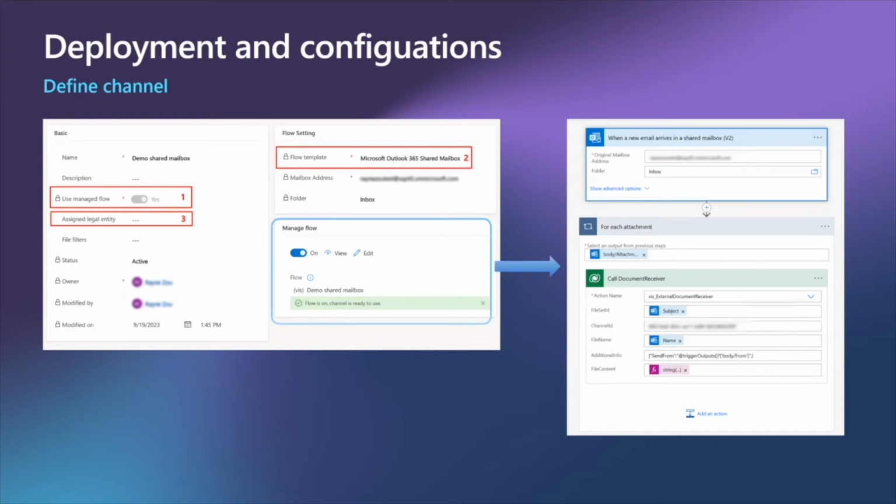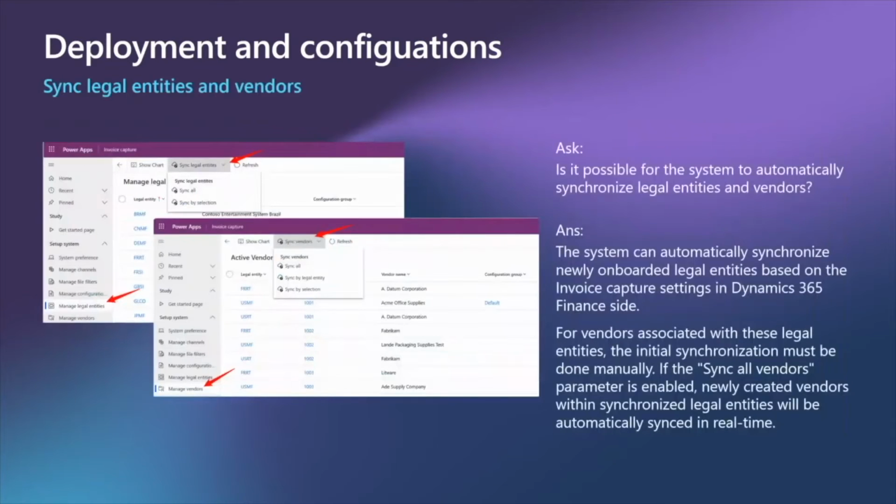And we also have this assign legal entity option. Some businesses have multiple legal entities, with different receipt emails for different legal entities. In this case, they can create a different channel and assign the corresponding legal entity on each channel, and then the legal entity will be automatically derived during the invoice processing in the invoice capture side. And previously, I mentioned that in F&O you needed to onboard the legal entity, and you can also mark the sync all vendors.